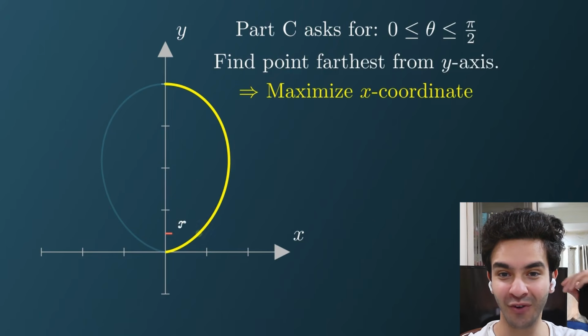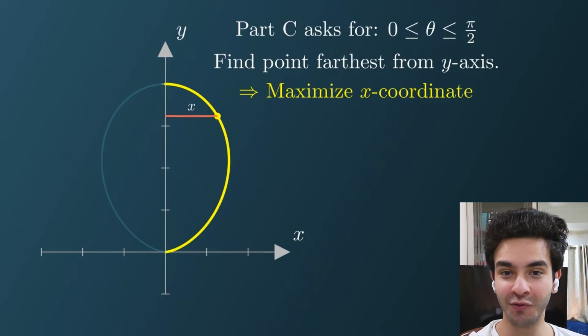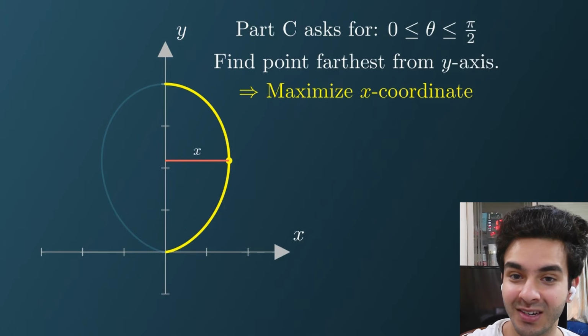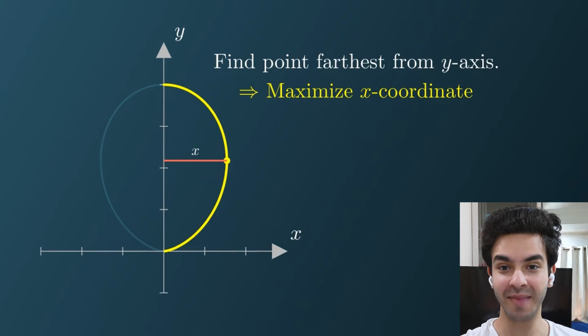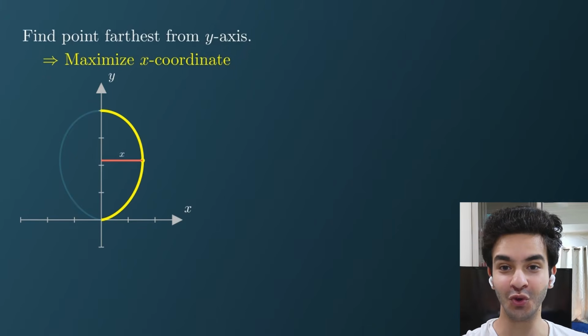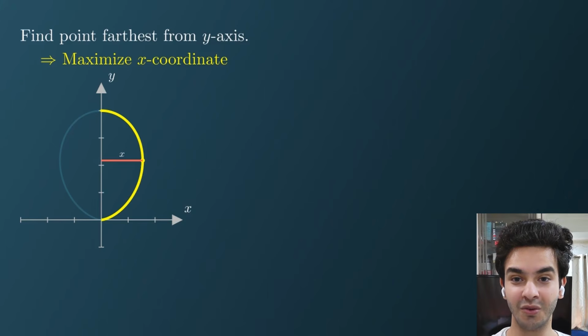To get the point farther away from the y-axis, we have to move the point more and more towards the right. And how do we move a point more towards the right? We have to make the x-coordinate bigger. So to find the point that is farthest from the y-axis, we have to find the point with the maximum x value. As soon as you see maximize or minimize a point, you know you have to calculate a derivative.